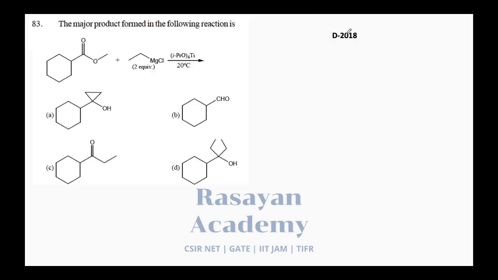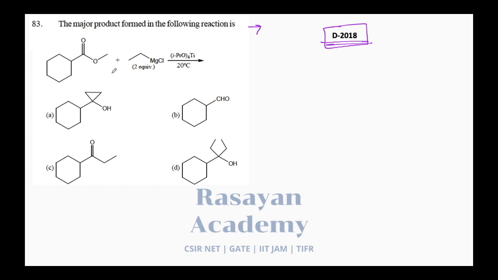Next important question is from December 2018. Yes, very, very important, guys. The major product formed in the following reaction is. Now this reaction is a little bit different from the usual reactions that we do. What do we call this? We call this a Kulinkovich reaction. So this reaction is basically a cyclopropanation reaction only, with a little bit of rearrangement taking place.